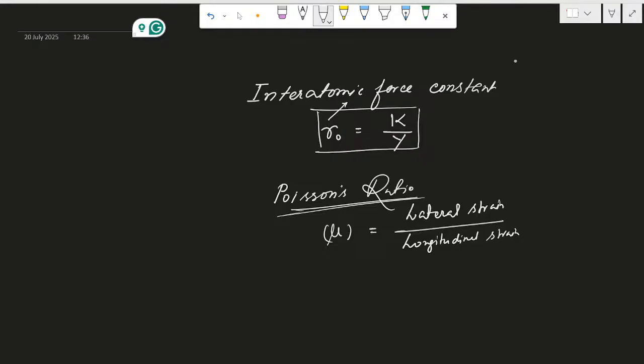And you should always remember the theoretical value of Poisson's ratio. The theoretical value of Poisson's ratio will lie between -1 and 0.5.